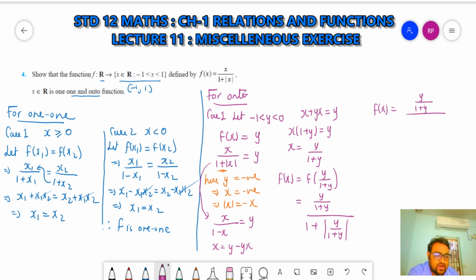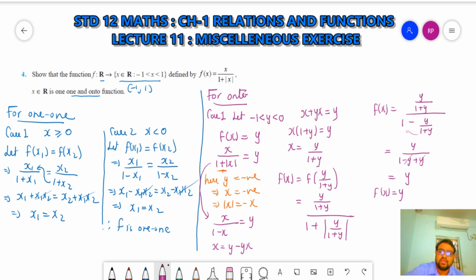But the numerator y is negative. So I will get y upon 1 plus y, upon 1 minus y upon 1 plus y. Here the denominator is positive, the numerator is negative, so when I remove the modulus, it will be minus. The LCM 1 plus y will get cancelled. 1 minus y plus y is equal to 1, so y gets cancelled. So I got f(x) equal to y, for -1 < y <= 0.